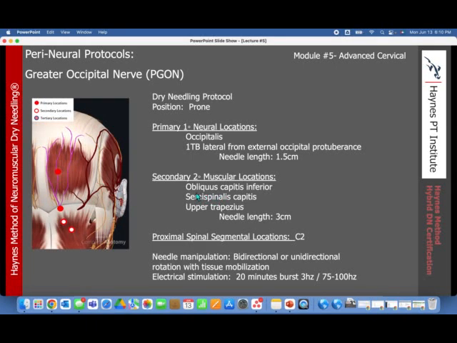Here we're going to look at our obliquus capitis inferior, our semispinalis capitis, and then our upper trapezius. If we so choose, we can go ahead here and look at our proximal spinal segmental locations. If we're dealing with nerves themselves, we always want to deal with their origin. So here, the greater occipital nerve is C2.